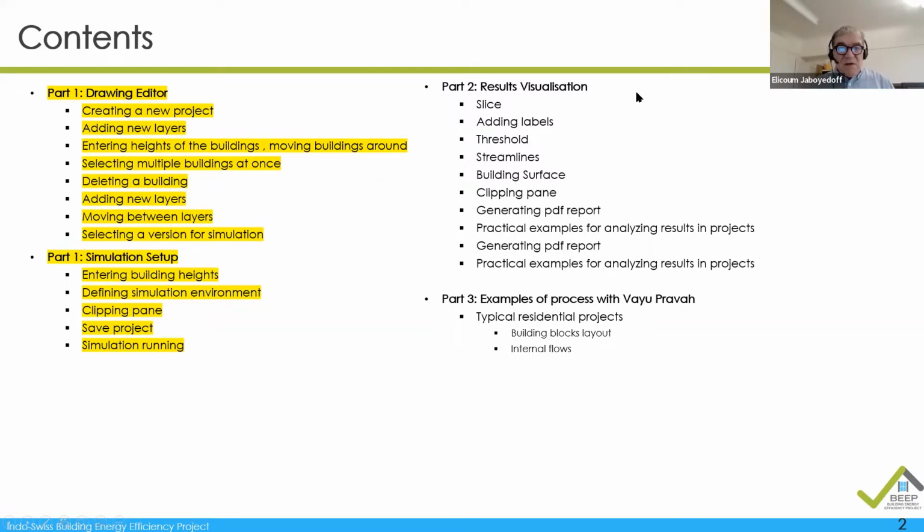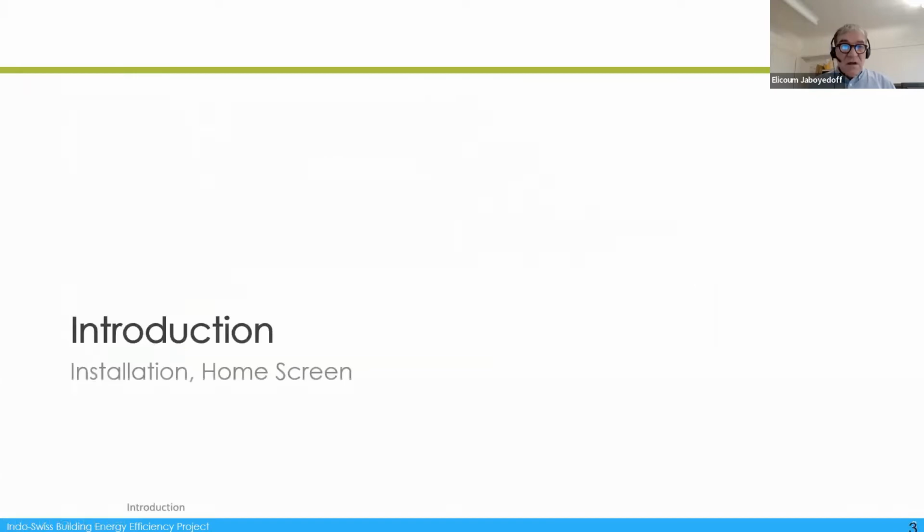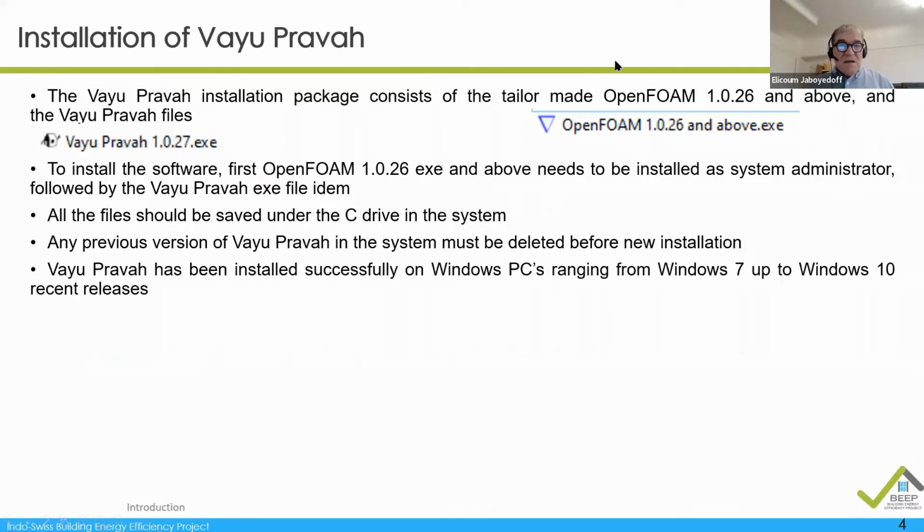The next part, part 2, is result visualization, and this one will be presented in the next session, and then there will be again a next session with some typical examples of processes that we can do with this software. So first is the installation of the software, which is quite straightforward nowadays.